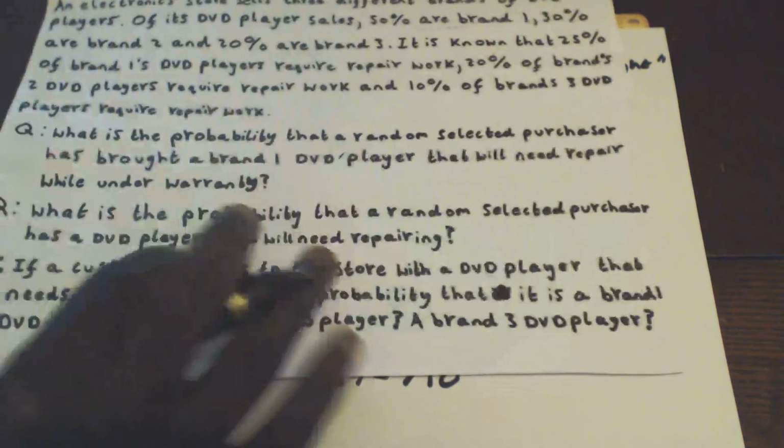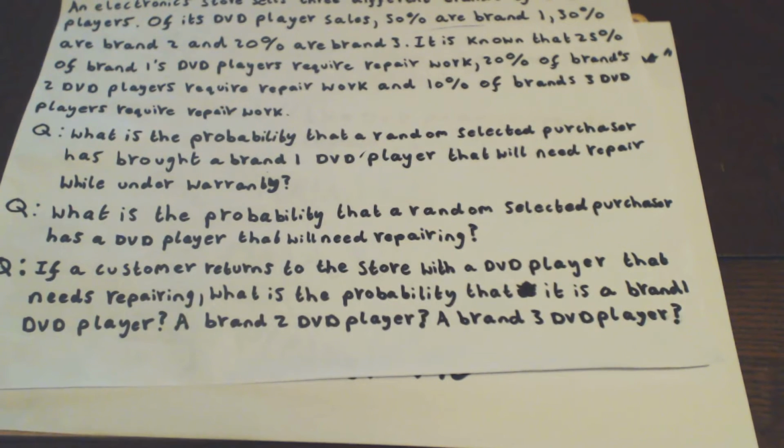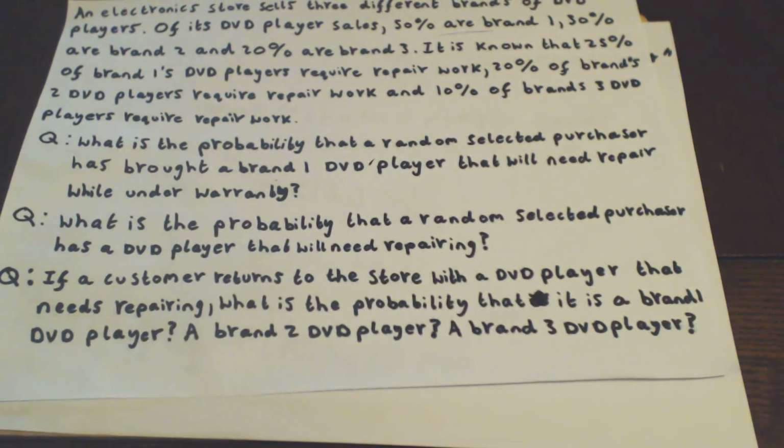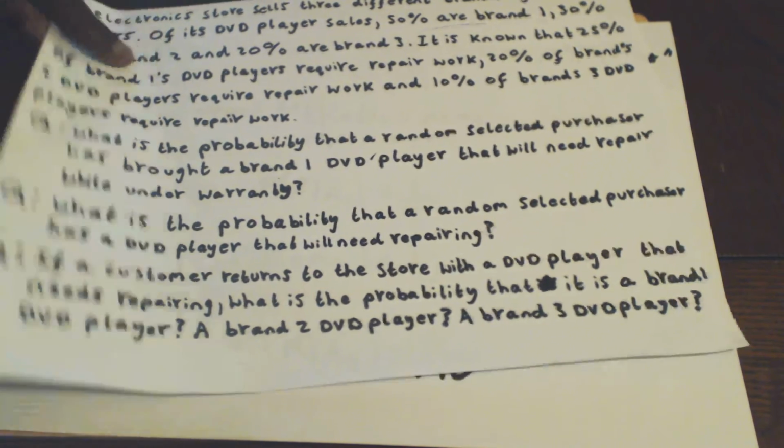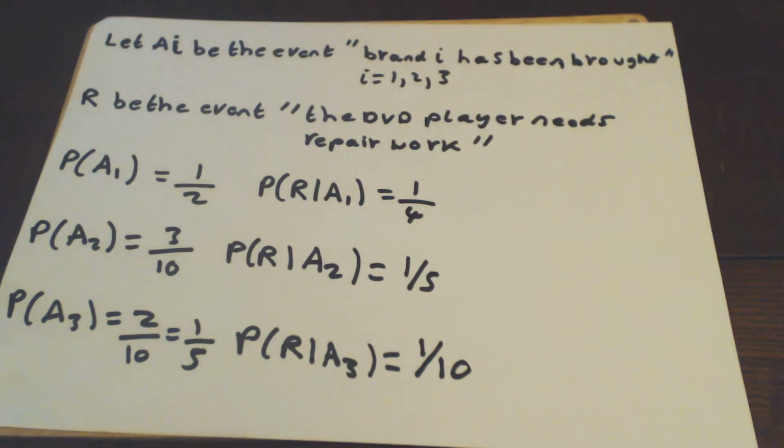Okay, so we've got all the information that we can get from the scenario, and the question was, what is the probability that a randomly selected purchaser has bought a brand 1 DVD player that will need repair while under warranty? So we want the probability that it's a brand 1 DVD player and they need repairing. That is going to be the probability of A1, since it's brand 1, and it needs repairing. So it's going to be A1 intersection R.